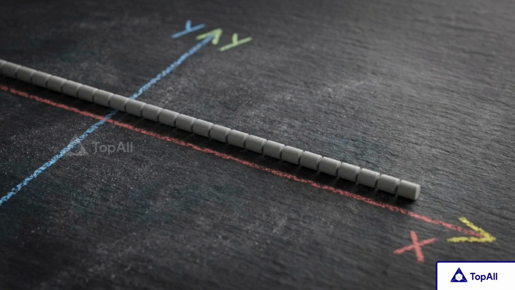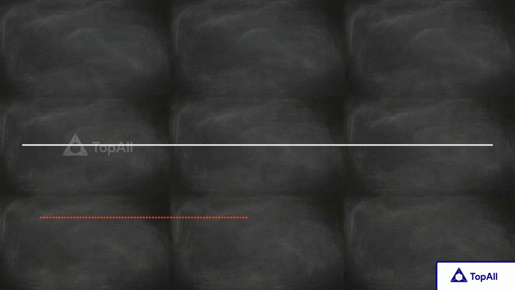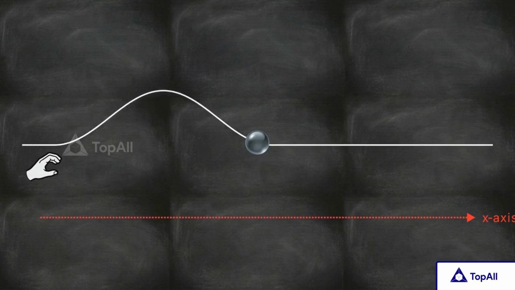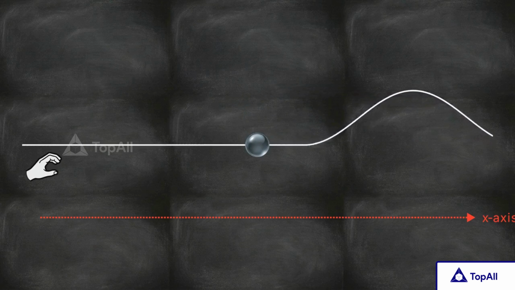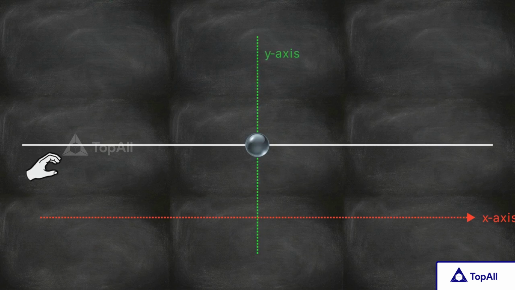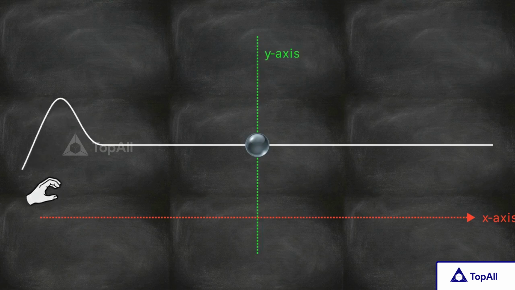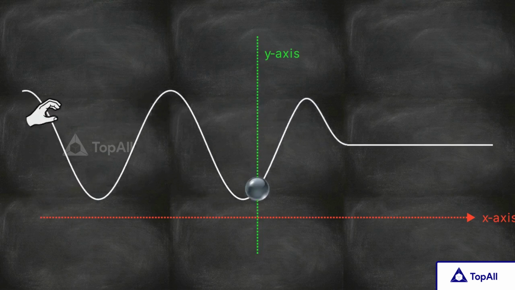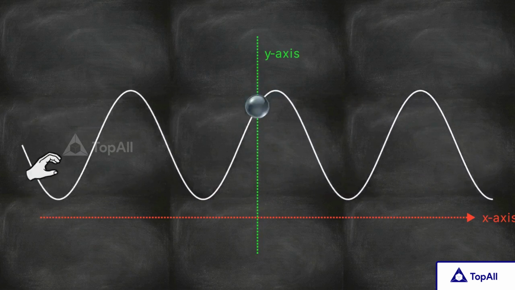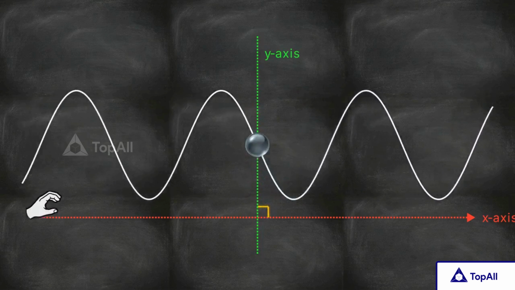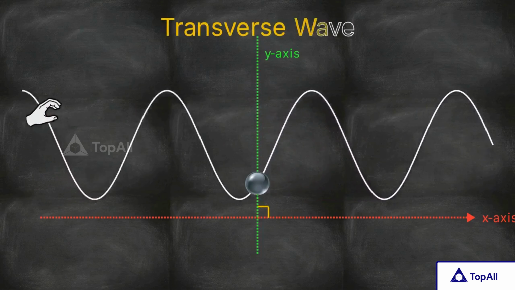We can map this behavior by looking at a stretched string. Let's designate the direction the wave travels, its forward propagation, as the x-axis. If you give one end of that string a sharp jerk, a pulse travels down the line. The individual elements of the string do not move forward along the x-axis. They oscillate strictly up and down along the y-axis. If that motion is continuous and periodic, you generate a harmonic sinusoidal wave. Because particles move at a 90-degree angle to the propagation, we call this a transverse wave.